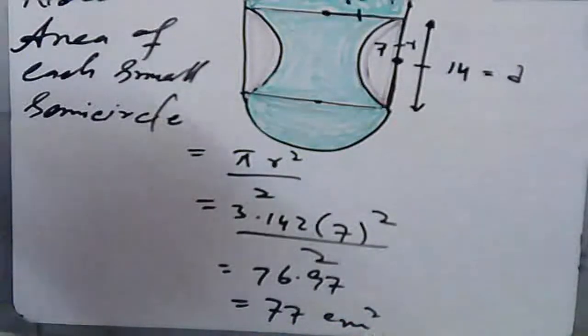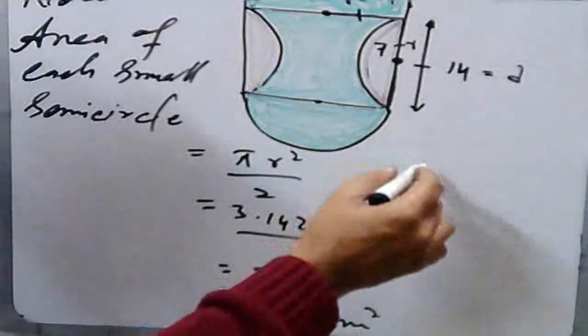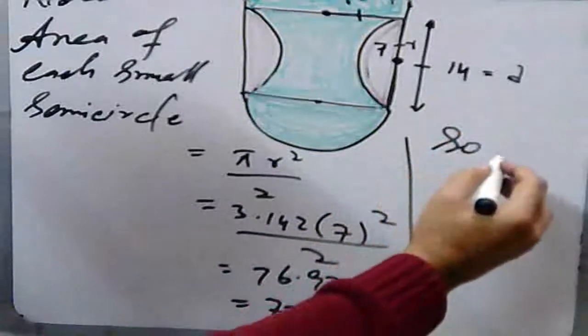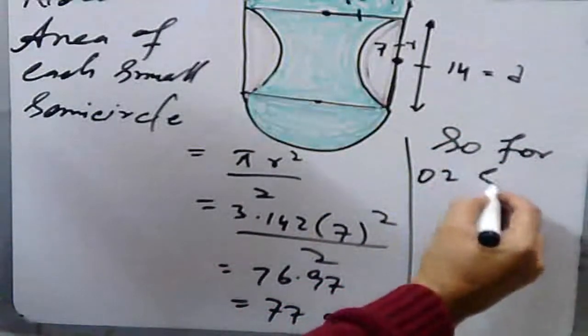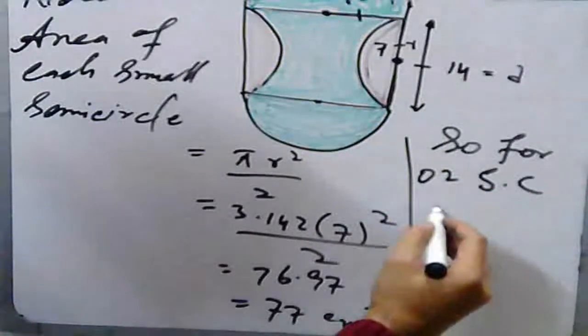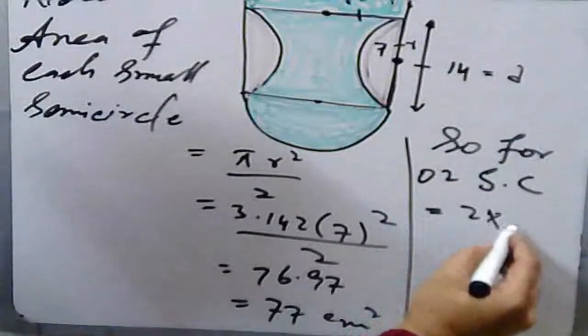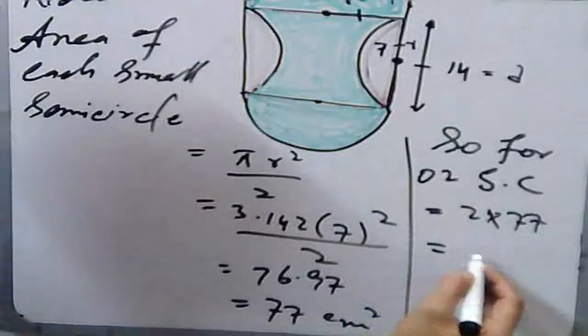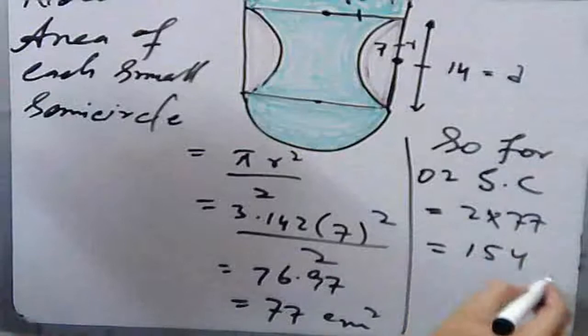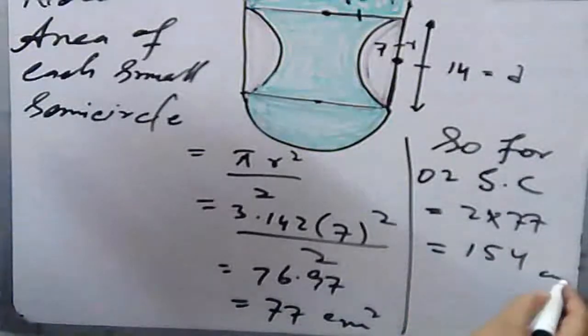So we need it for 2 semicircles. For 2 semicircles, it is equal to 2 multiplied by 77, and you just have to multiply it, you will get 154 centimeters square.